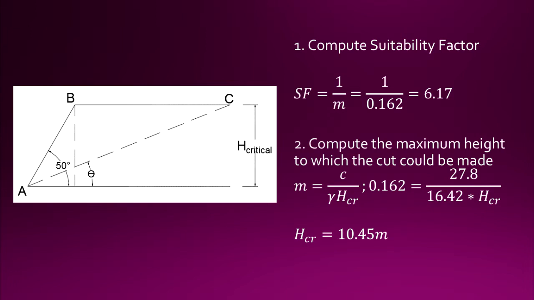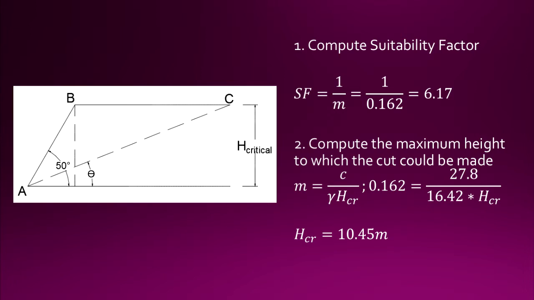Now number 2, compute the maximum height to which the cut could be made. If we remember the equation of our stability number, M, the stability number, is equal to cohesion over gamma times the critical height.